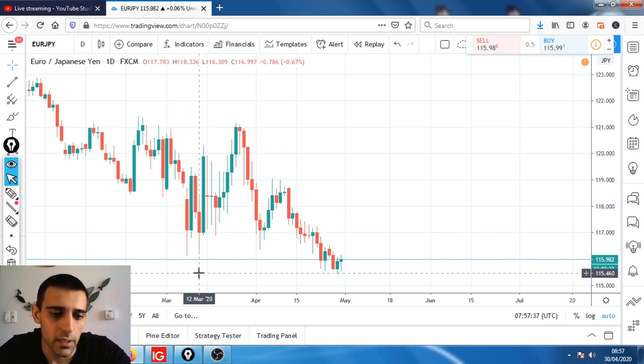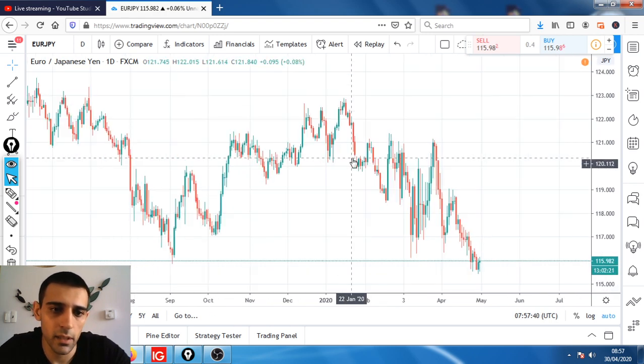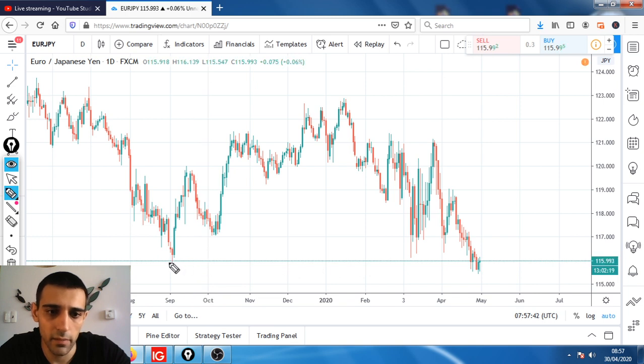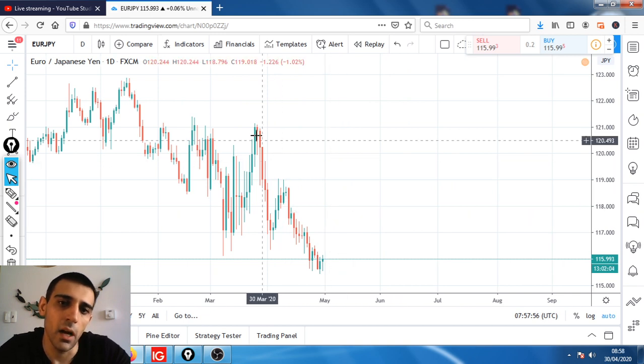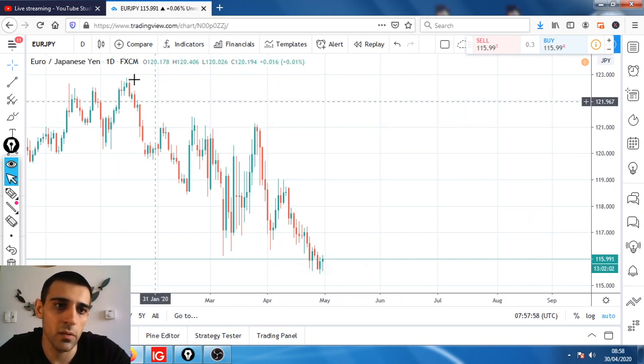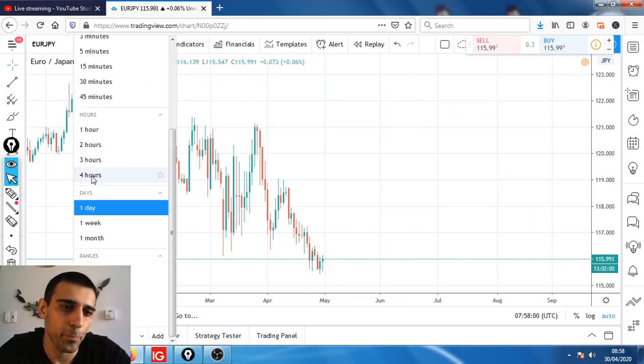The price has taken out this low, and we had the retracement, and then it has returned and taken out this low down here as well. We can see that this is lower than this low, and then we had an immediate reaction towards the upside. It does look like it's going towards the downside, definitely.